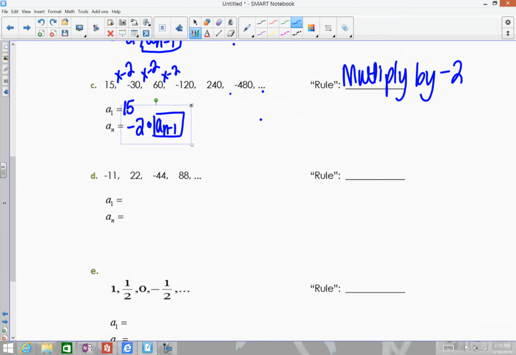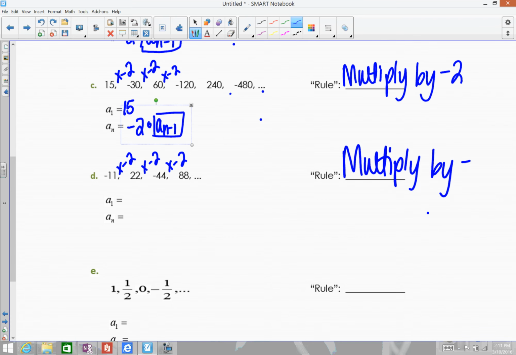For D, again, you're alternating between positives and negatives, which tells me you have to multiply by a negative. And in this case, it's going to be times negative 2, because all of the numbers are just doubling. So same exact rule. So first term is negative 11, and then you're going to do negative 2 times that previous term, a sub n minus 1. So exact same equation. The only difference is what you started with.